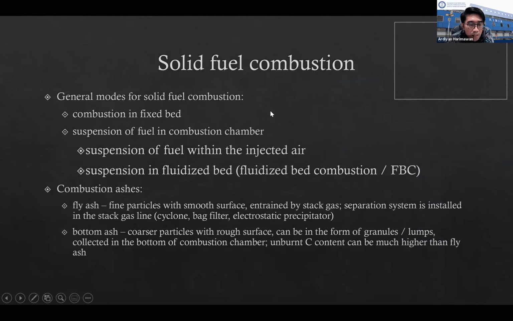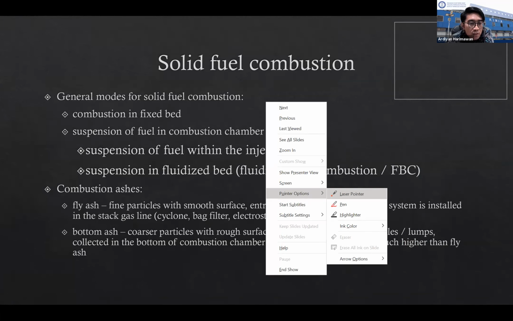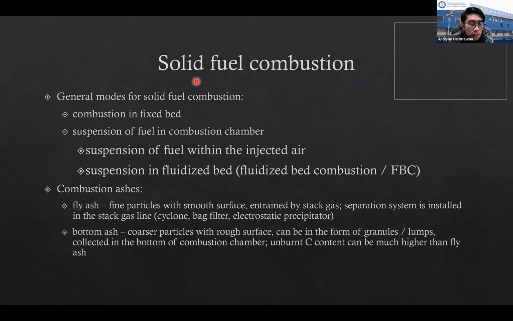So basically, fuel can be classified into two categories based on the phase. We use solid fuel. Coal is a common example of solid fuel. So when you use coal or solid fuel and you want to burn the coal, you need to arrange this combustion process. You need to arrange the coal into a certain arrangement so that the combustion can occur.